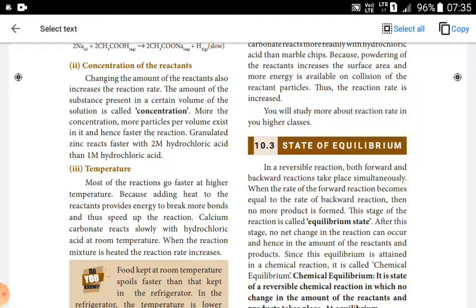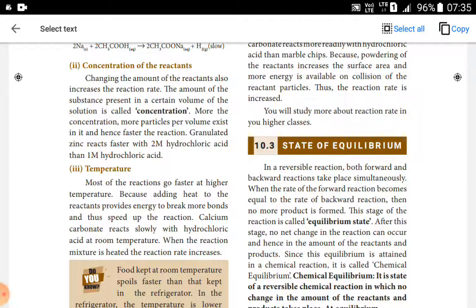Then pressure. Increase of pressure is directly proportional to the increase of the reaction rate. And catalyst, this is a substance which is used to alter the rate of a chemical reaction, and this substance will not take part in the chemical reaction. Normally in your book it is given that potassium chlorate on heating decomposes to give potassium chloride and oxygen but at a slower rate. But with the addition of manganese dioxide, the rate of the reaction is faster.